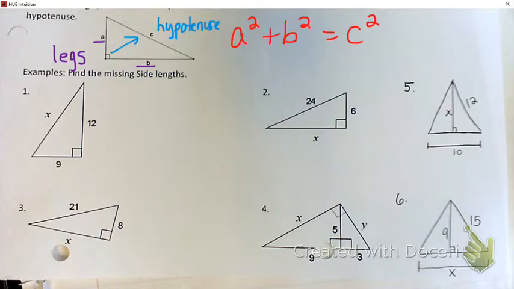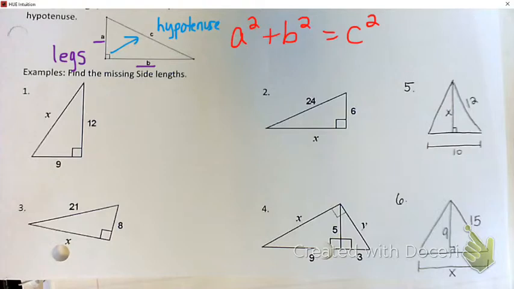So, as far as the a and b, you can switch them around. It doesn't matter which one is the leg, but the hypotenuse definitely has to be c. Okay? Question so far? Okay, let's look at the first one. So, we're looking for x.